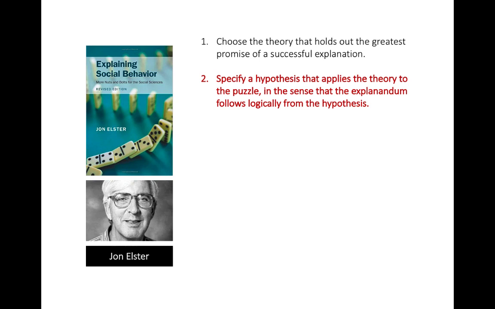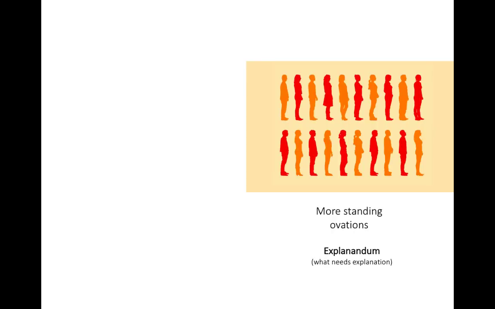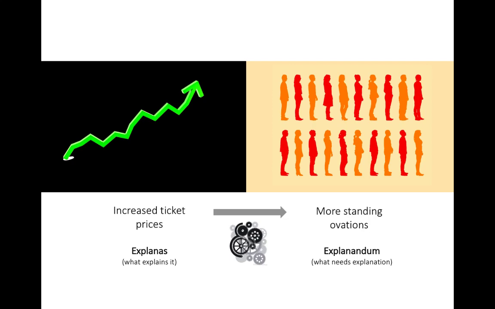So a theory is a general thing, right? It's very abstract. And then a hypothesis applies that to a specific case. If that is true, what would have to be true? So let's apply that to our setting of Broadway shows. So that the explanandum follows logically from the hypothesis. What is the explanandum? The explanandum is more standing ovations. That's what follows out of our theory, applied in a hypothesis. What does he use to explain it? Well, increased ticket prices. If you put the two together, the one would follow from the other. That's now a hypothesis. The hypothesis would be: increased ticket prices lead to more standing ovations.